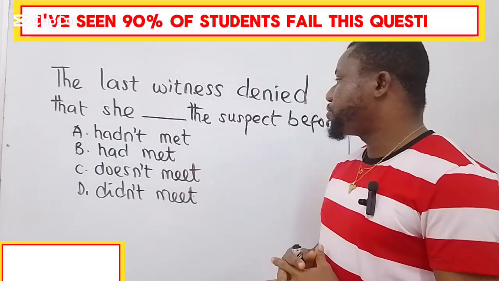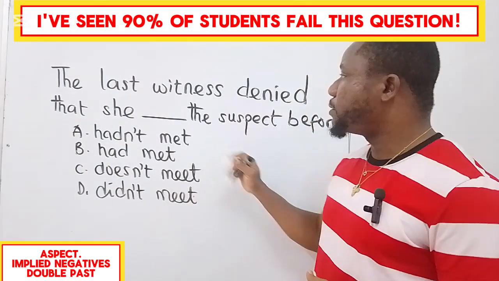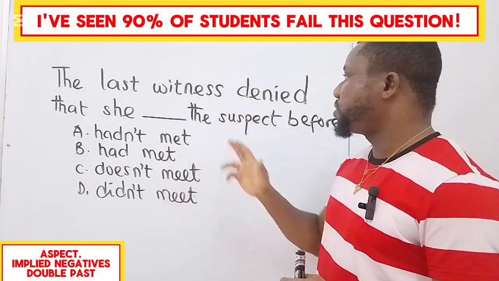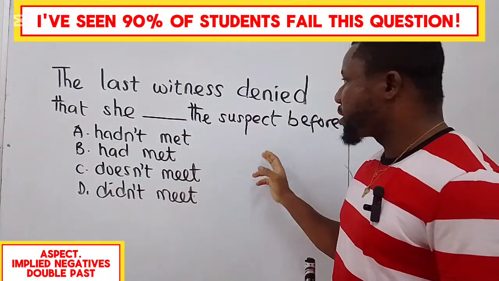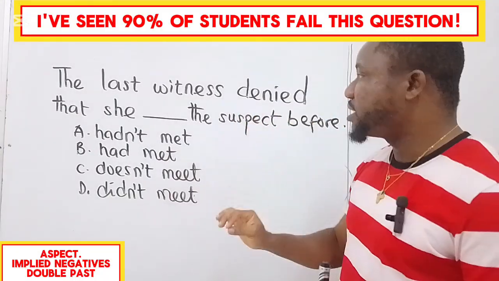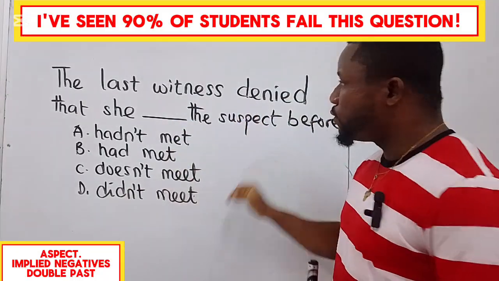Let us answer this question. We've got four options to choose from. The question says, the last witness denied that she dashed the suspect before. The last witness denied that she dashed the suspect before.